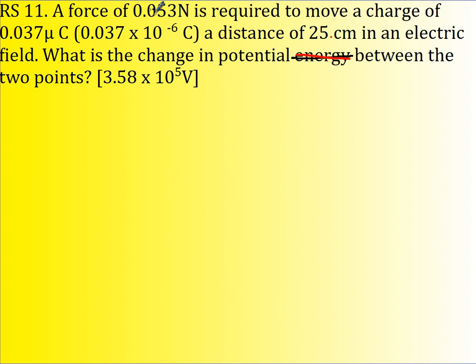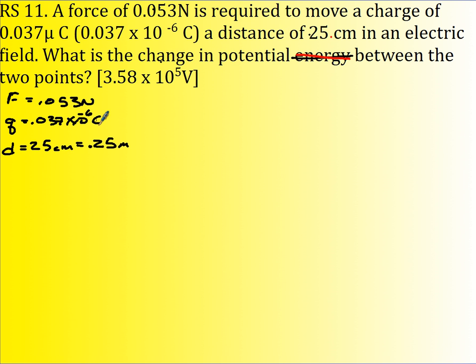Okay, a force of 0.053 newtons is required to move a charge of 0.037 microcoulombs, a distance of 25 centimeters in an electric field. What's the change? Let's just find the change in potential, since that's the answer here. Let's write out our givens. F is 0.053 newtons, and the charge is 0.037 times 10 to the negative 6 coulombs. And the distance it's going to cover is 25 centimeters, and we're going to convert that into meters, 0.25 meters.